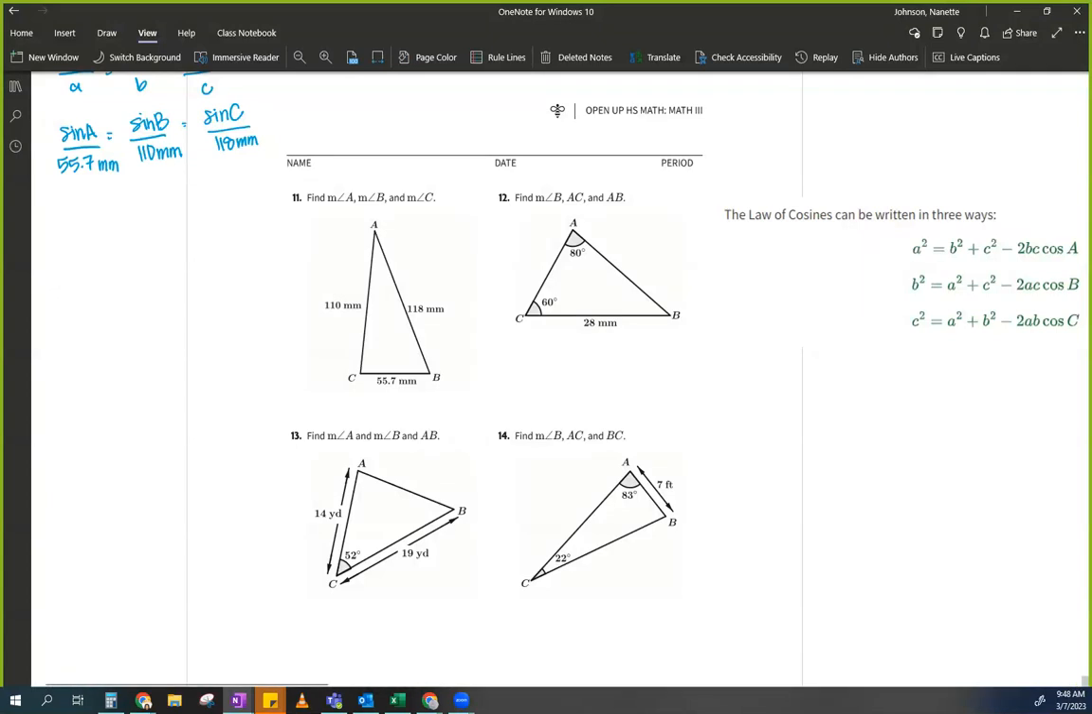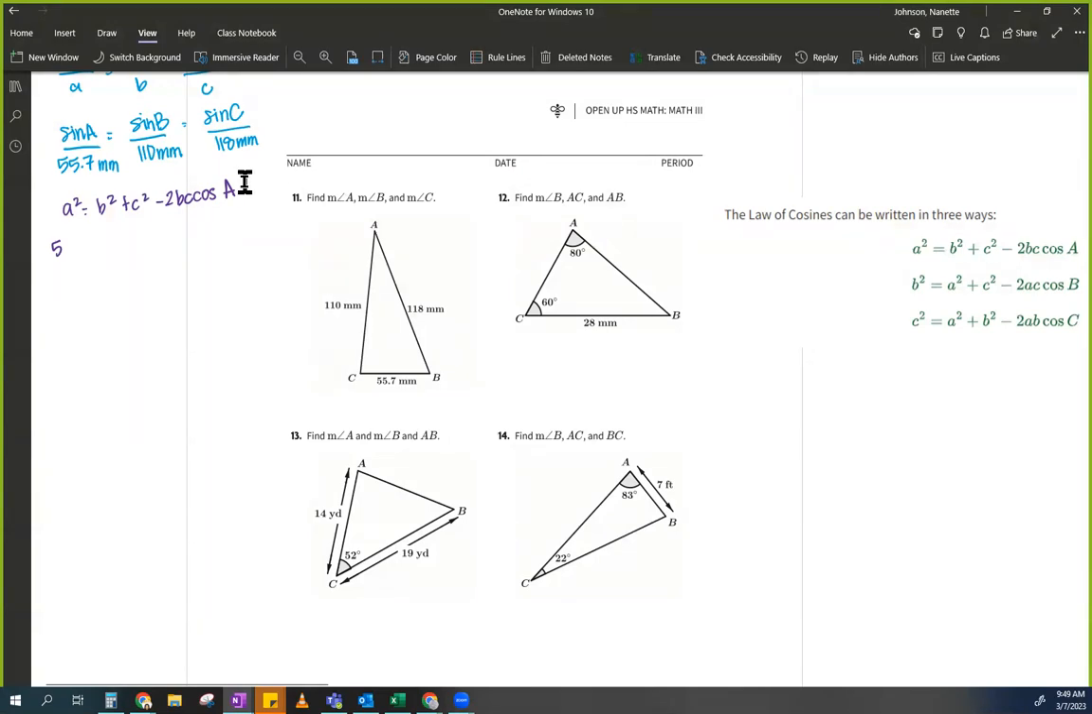So I use a squared equals b squared plus c squared minus 2bc cosine A. It looks like a mighty mess, but in reality, you're just going to plug everything in. You plug a in for a, b in for b, and c in for c. So that's 55.7 squared equals 110 squared plus 118 squared minus 2 times 110 times 118 times the cosine of A. Notice A is all the way in there and he's stuck.